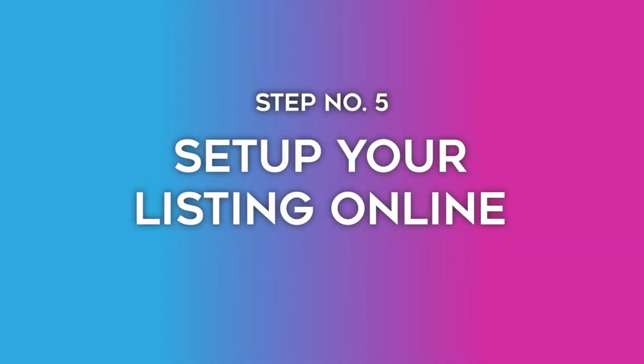Step number 5 is set up your listing online. Okay, so you got your property all furnished, it's looking beautiful, it's ready for your first guests. Now it's time to set it up in the interwebs on Airbnb's website so that you can start receiving bookings. One of the things that I love the most about Airbnb is that they do all of the marketing for you. You don't need to allocate money for marketing because they handle all of that.